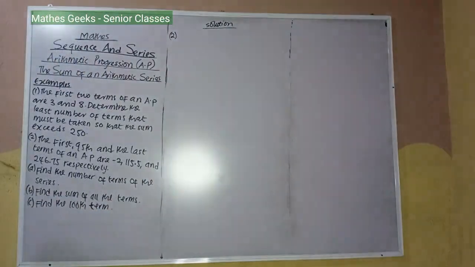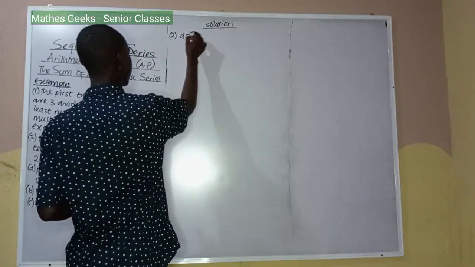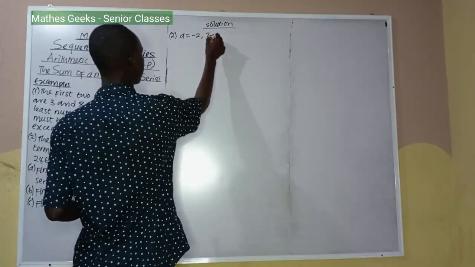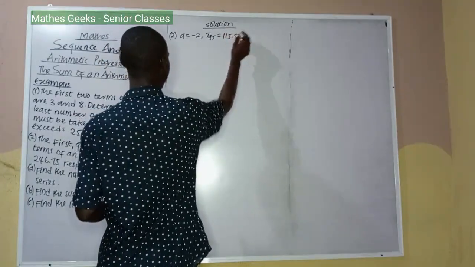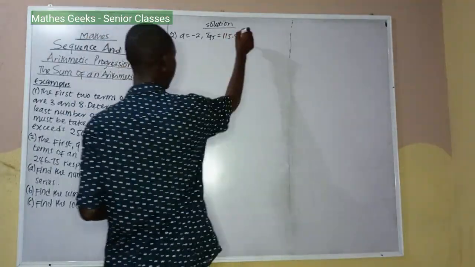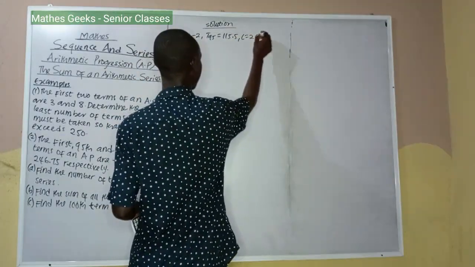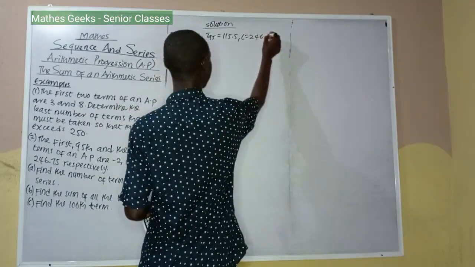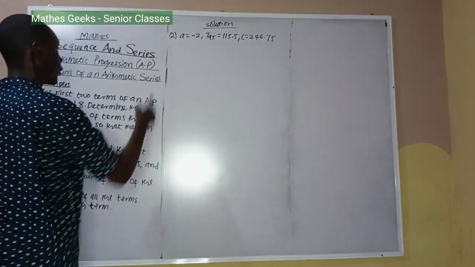Number 2. The first, 95th, and last terms of an AP are minus 2, 115.5, and 246.75 respectively. So the first term is minus 2, T95 is 115.5, and the last term is 246.75. Find the number of terms of the series.